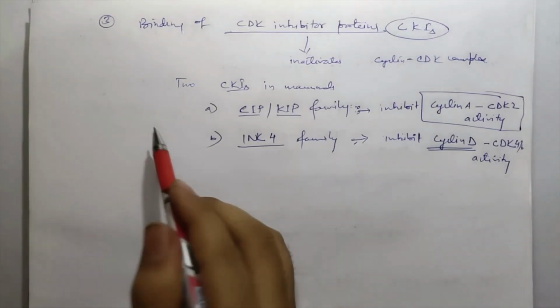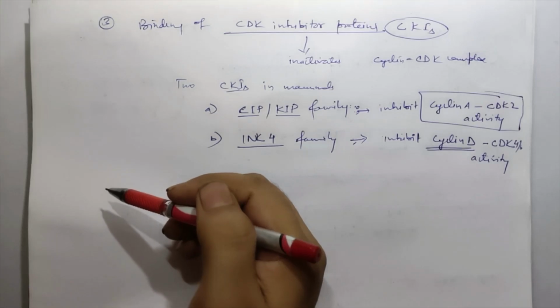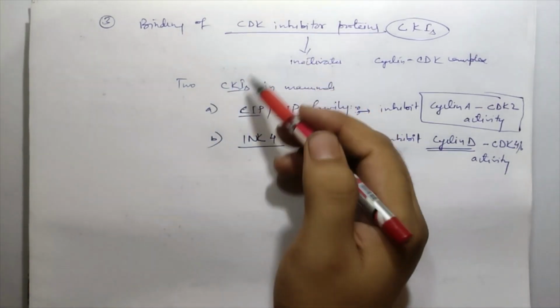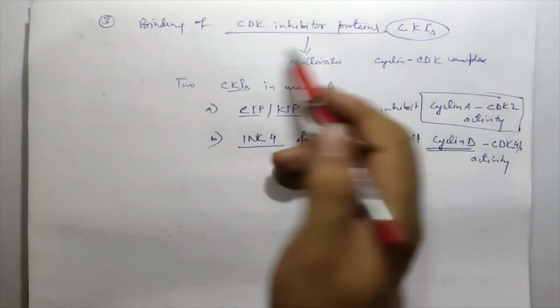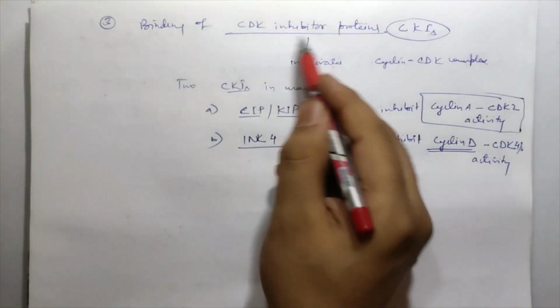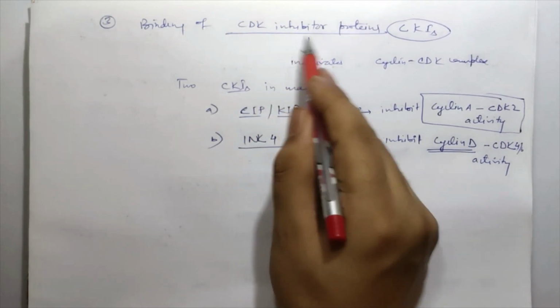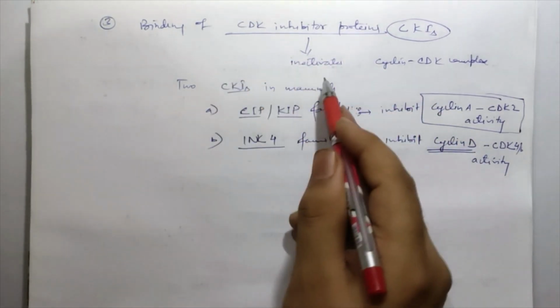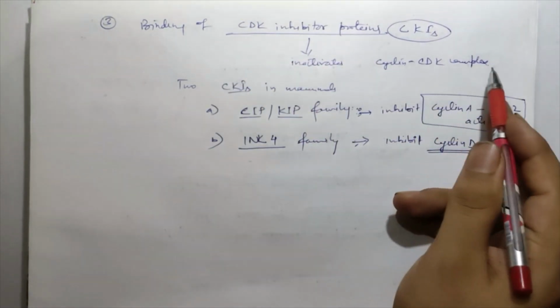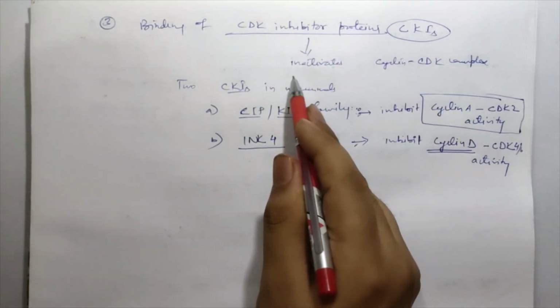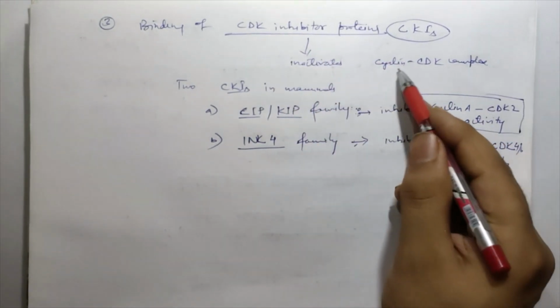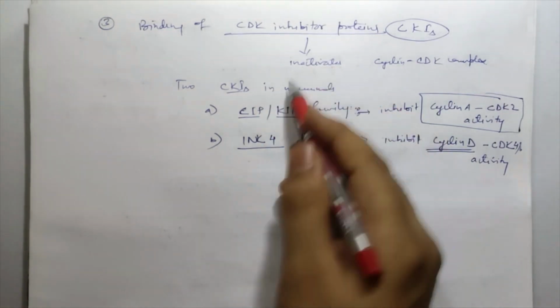And the third mechanism for inactivation of CDK activity is binding of CDK inhibitor proteins, that is CKIs. CDK inhibitor proteins inactivate the Cyclin-CDK complex. When these inhibitor molecules associate with the Cyclin-CDK complex, its inactivation occurs.